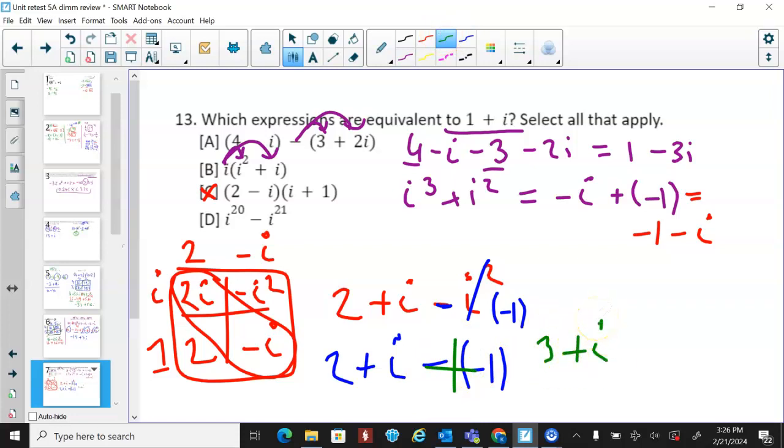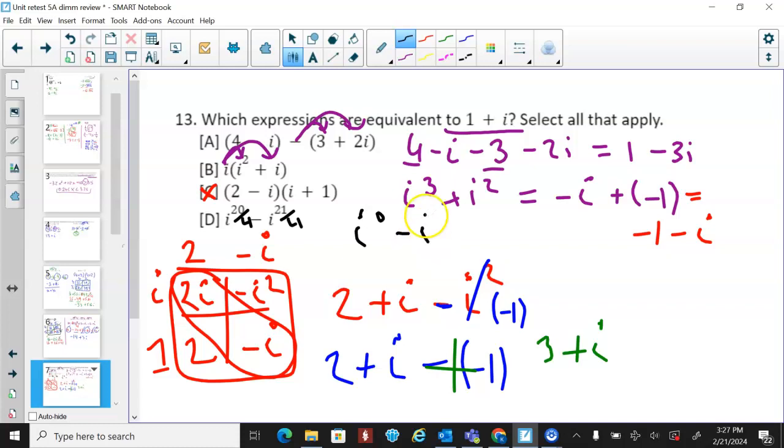Okay, and then lastly, you guys are going to divide 20 by 4 and 21 by 4. Okay, when you divide 20 by 4, obviously you get a whole number, which is 5. So we are going to get 5, it's a 0 remainder, so we're going to replace it with i to the 0 power. Now minus, when you're dividing 21 by 4, you get 5 and 1/4.